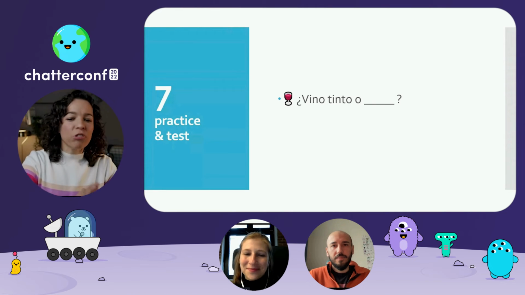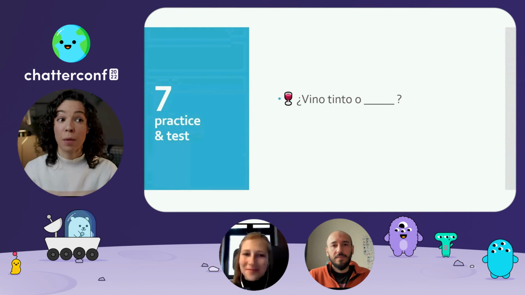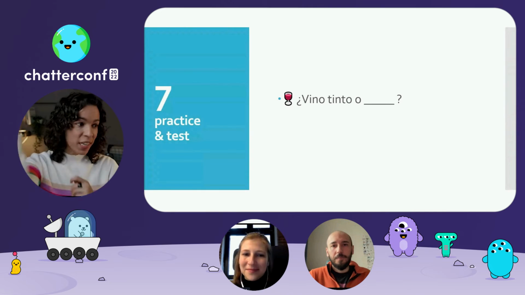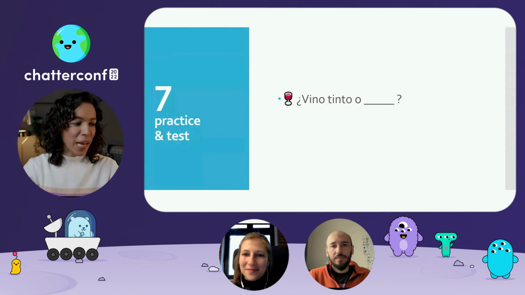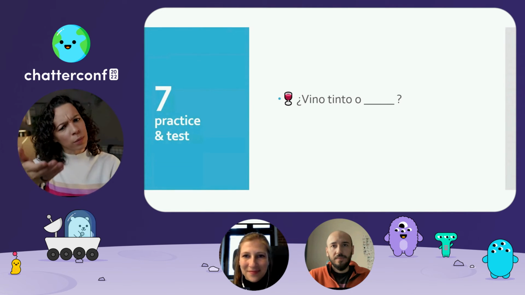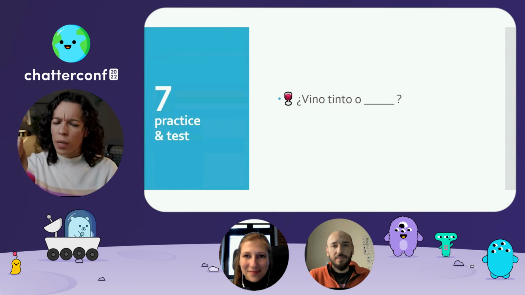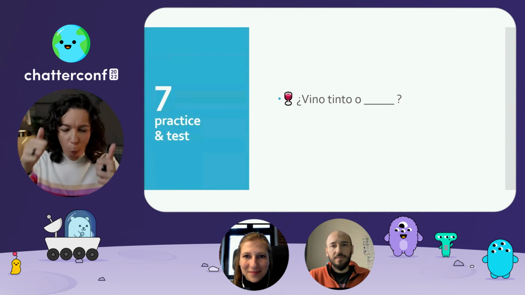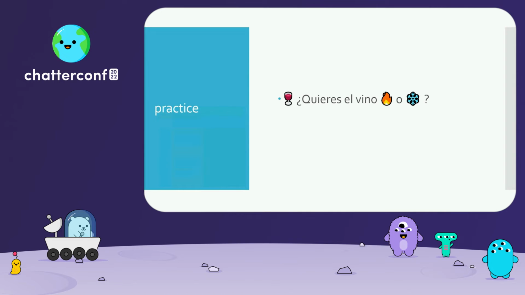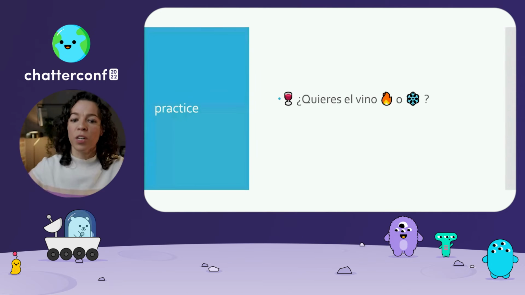So vino tinto o vino, and I mean white wine. So write it in the chat. How do you say? Blanco, vino tinto o vino blanco? ¿Qué vino quieres? What vino do you want? Vino tinto o vino blanco? Muy bien. Or depending on the part of the world that you are, maybe it's winter, maybe it's a hot summer. How do you want the wine?